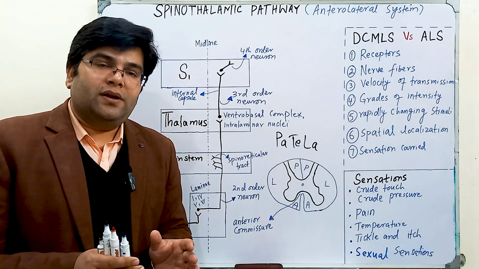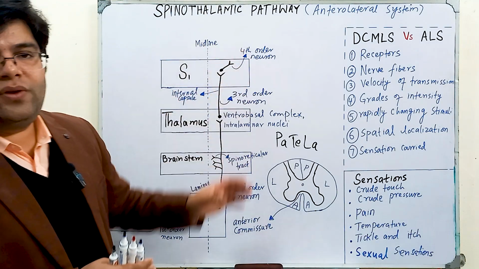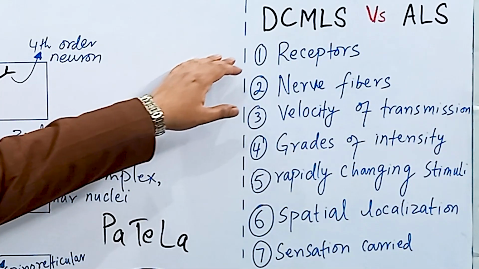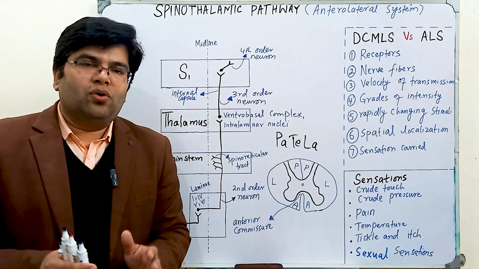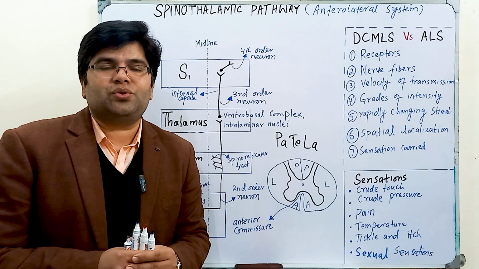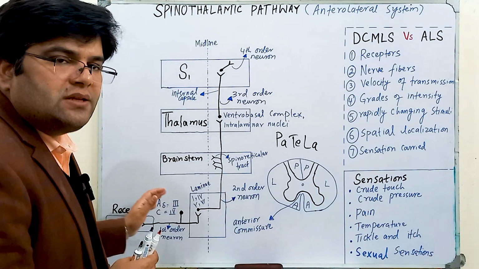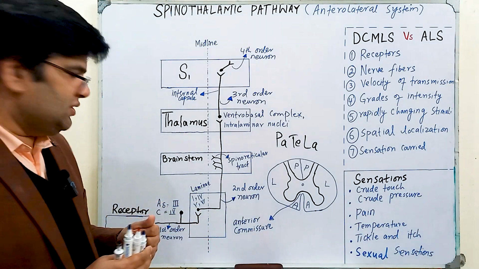Now let's compare the features of the spinothalamic pathway with those of the dorsal column pathway. The receptors in the dorsal column pathway are more specialized, well developed. Most of them have connective tissue capsules, for example, Meissner's corpuscles, Pacinian corpuscles. Here, in the spinothalamic pathway, the receptors are relatively less well developed. Most of them are free nerve endings.